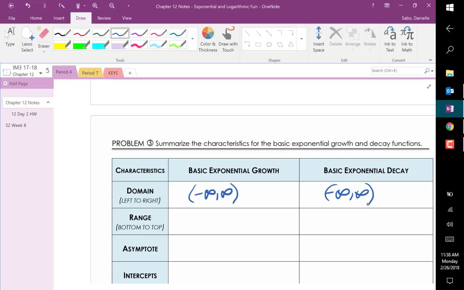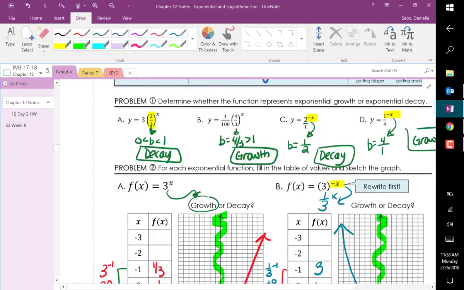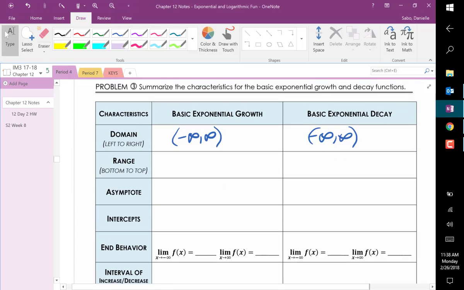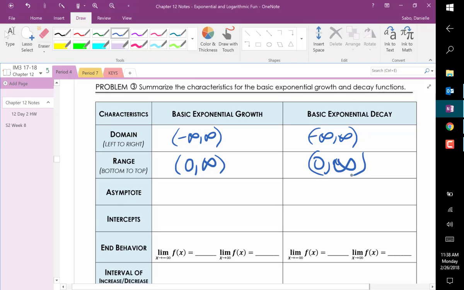Now the range is bottom to top. For both of them, look, I can put my pen here to represent both of them. Where do I start? 0. See that? My function starts at 0 and it goes on where? To infinity. Range is one of the most incorrect answers that we see. So we're starting at 0 and we're going to infinity for both of them. And we're not including 0 because it's an asymptote. It doesn't touch it.